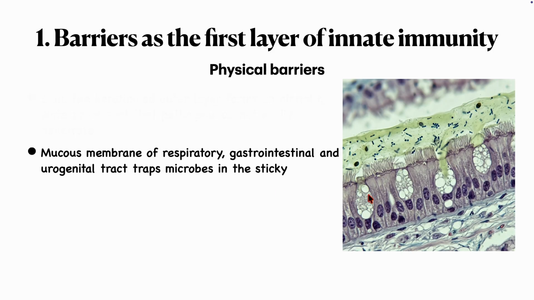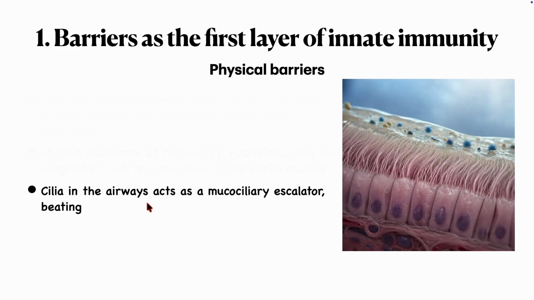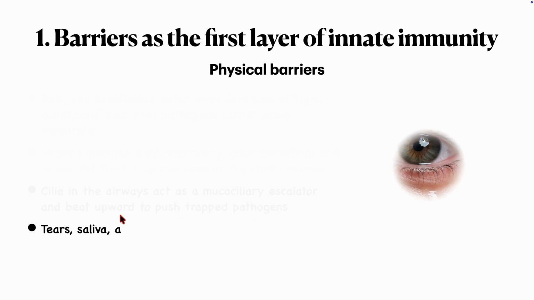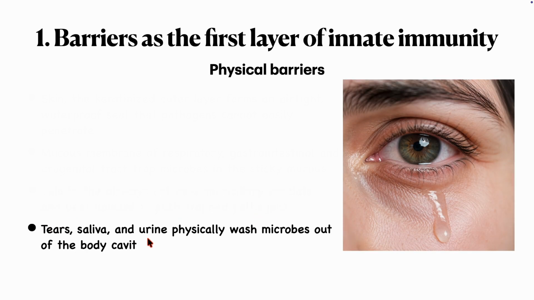Mucous membrane of respiratory, gastrointestinal, and urogenital tract traps microbes in the sticky mucus. Cilia in the airway acts as a mucociliary escalator, beating upward to push trapped pathogens out of the lungs. Furthermore, tears, saliva, and urine physically wash microbes out of the body cavities.